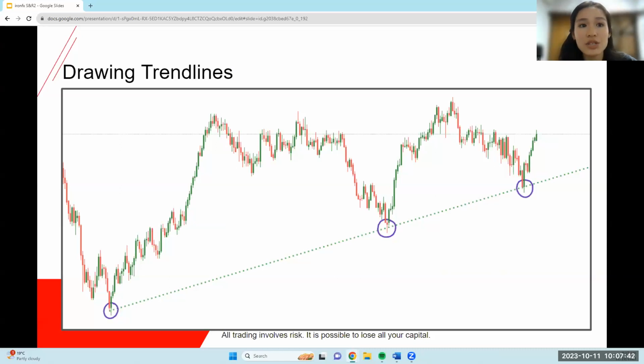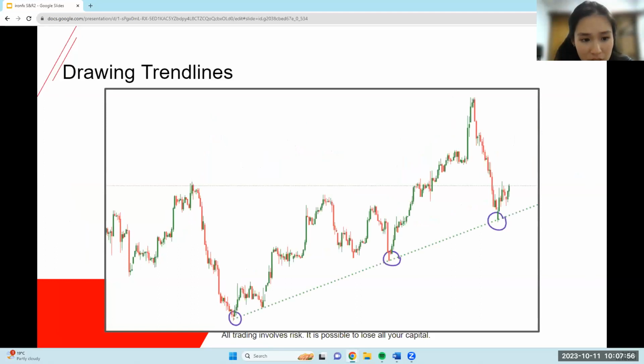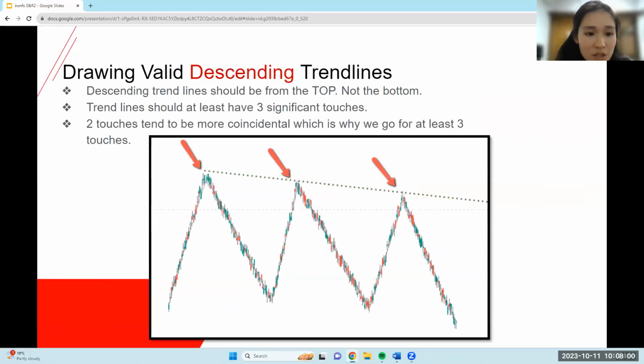You can see how significant exactly these troughs, or the swing lows, should be in order for them to be considered valid points on a trend line. Here's another example, and here is an example of a descending trend line. Similarly to ascending, they should also have at least three significant touches, but for descending, they should be drawn from the top and not the bottom.